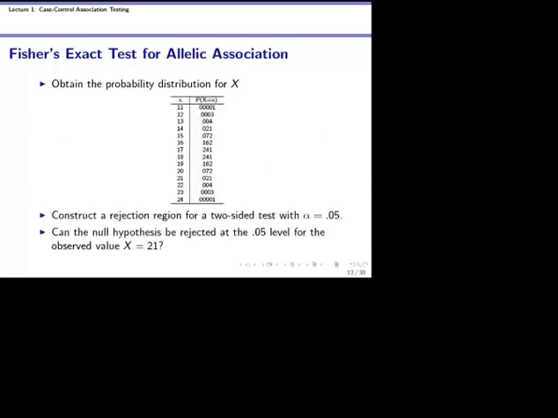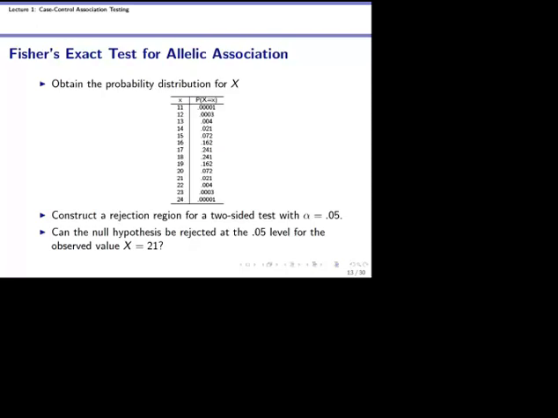So if you do this calculation, this is what you would get. So what's the probability that x is equal to 11? It wants to be 10 to the minus 5. 12.03, 13.04. So we observed x is equal to 21. So we had 21 case alleles of type T.